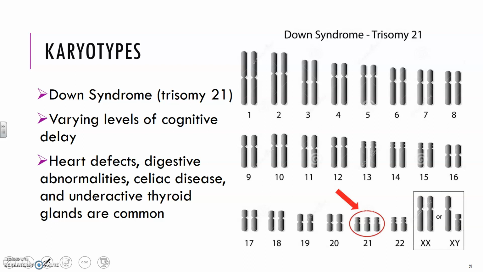You also get the very characteristic facial features. I'm sure you all know what someone with Down syndrome looks like. So you get those very characteristic eye shapes, all of that. All right, that is the end of Chapter 8.